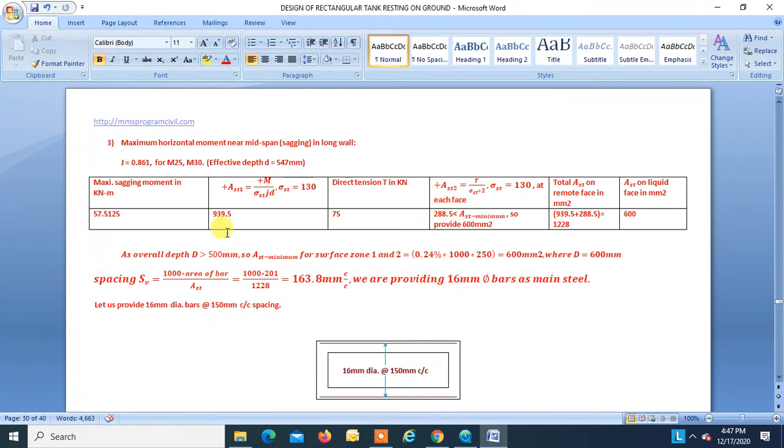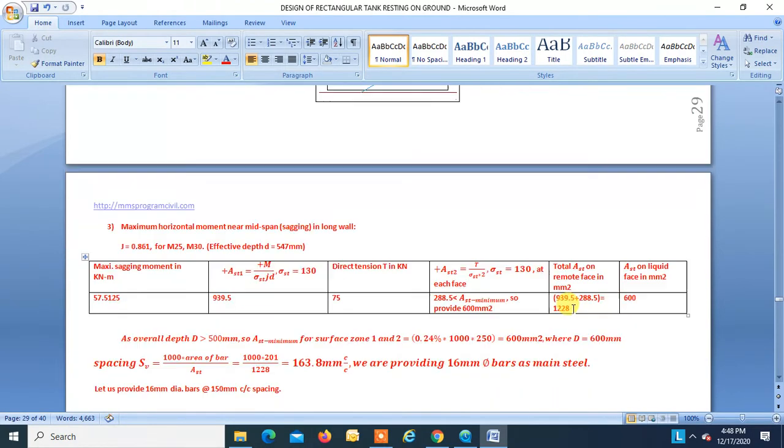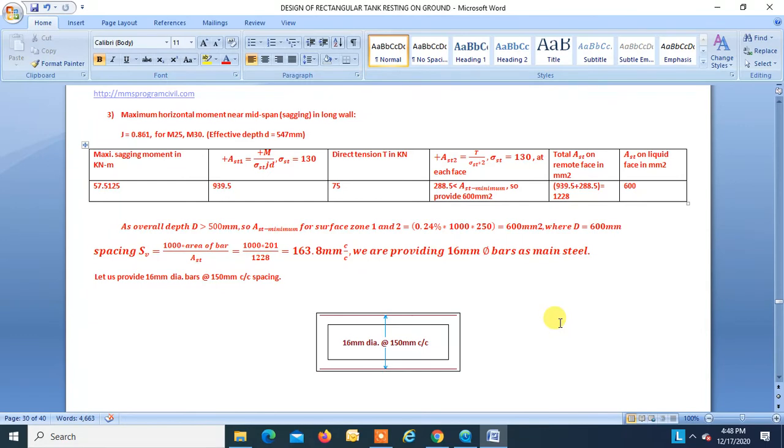So this steel has to be AST1 plus AST2, that is 1228. And on the other side, this provided steel has to be 288.5, but this is less than AST minimum, so we will provide 600. This steel is greater than 600, so we are providing this steel. If this was found to be less than 600, then we will have to provide 600 over here. So now this is the steel required at the center over here, but we have already provided at center over here as 1555, which is greater than 600, so that's satisfied.